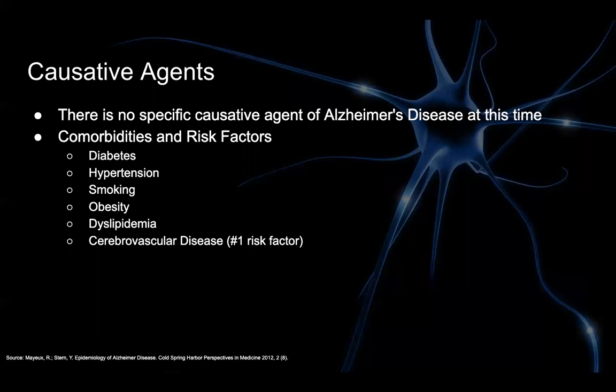The causative agent of Alzheimer's disease is fairly undefined at this point. There are several known comorbidities and risk factors for Alzheimer's disease, such as diabetes, hypertension, smoking, obesity, dyslipidemia, just to name a few. Cerebrovascular disease has been shown to be one of the top risk factors for Alzheimer's disease. People that suffer strokes, especially ischemic strokes, have a much higher chance of developing Alzheimer's disease following their stroke.